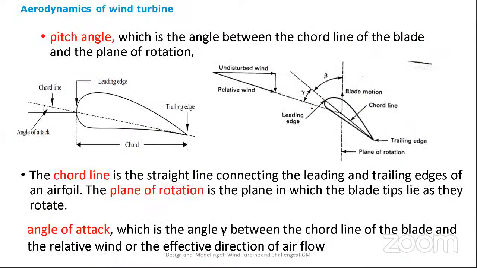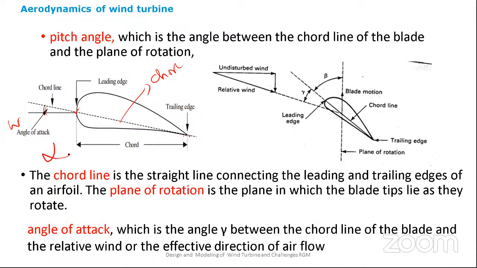So this I have explained to you. There is a pitch angle, angle of attack. Okay, there is a chord line. This is a leading edge. This is a trailing edge. When you join the leading edge to the trailing edge, that is called the chord line. And the angle of attack is between the wind and the chord line. So that's called the angle of attack.